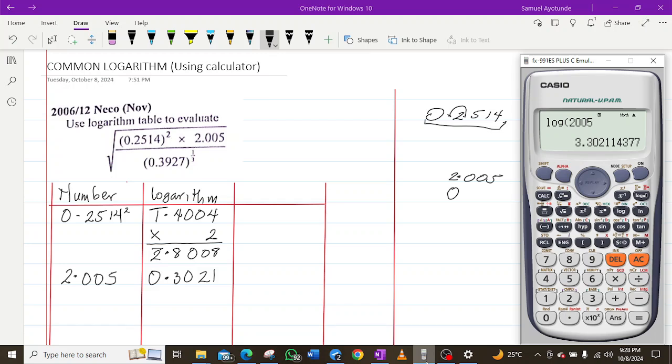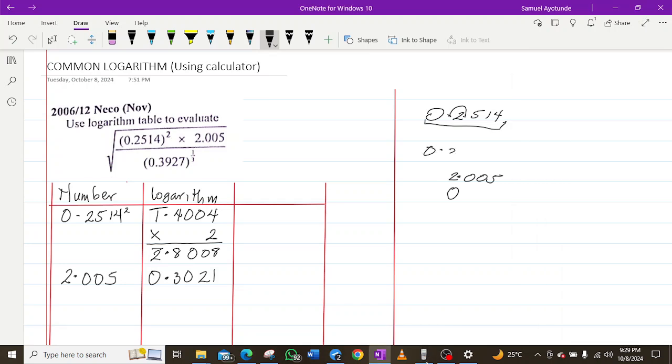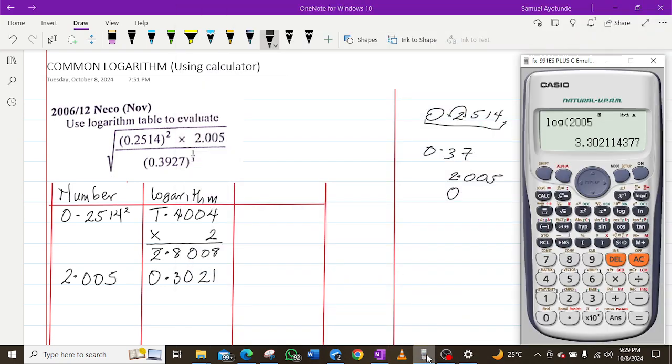I didn't discard 2 because the significant figure for the second value is 2005. The significant figure is 2005. For the fourth value, the significant figure is 2514. For numbers less than 1, like 0.3 something or 0.05 something, the initial zeros are regarded as insignificant.